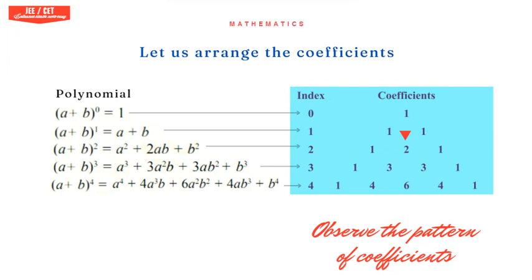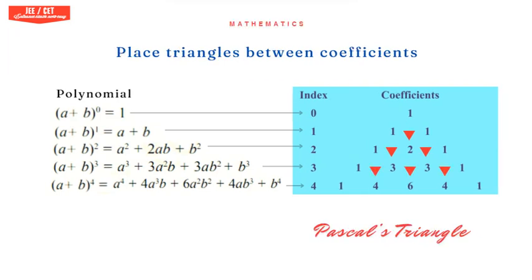To study the pattern of coefficients, we shall place a small triangle in between the coefficients. You will observe that the value of the coefficient pointed to by the triangle equals the sum of the coefficients on either side of the triangle. For example, for index 4, the second coefficient 4 equals the sum of the third index coefficients 1 and 3. This pattern is observed for all index values.